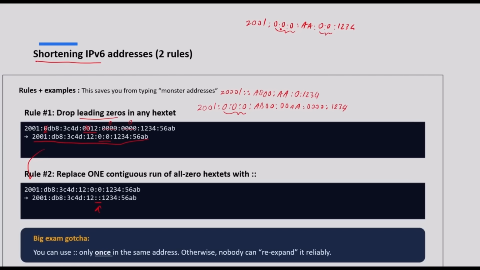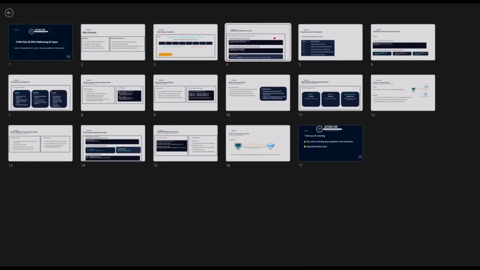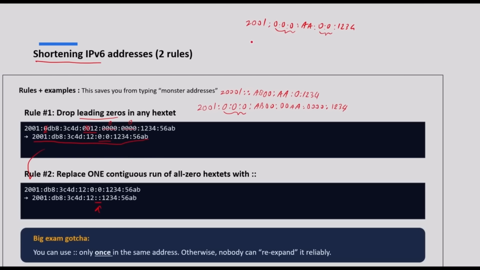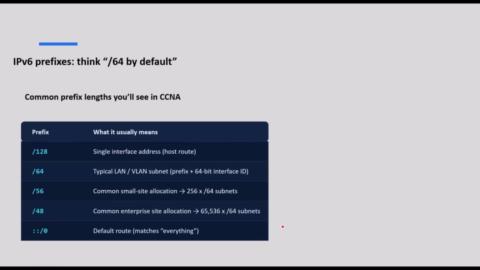So I'm just going to put it in the beginning. So I'm just going to contract it. I can just go with this. That's going to be 2001, then double colon, and after that, that's going to be double A, then 0, then 0, then 1 2 3 4. You see that? I cannot really go double colon multiple times, only once, and that's all that we have in here. So only once in the same address, otherwise nobody can re-expand it reliably. So that is very important to understand.